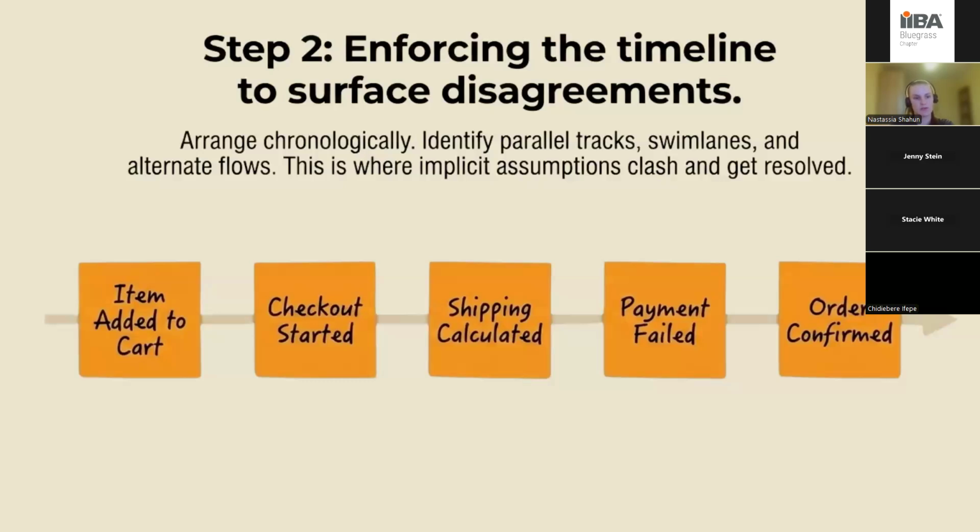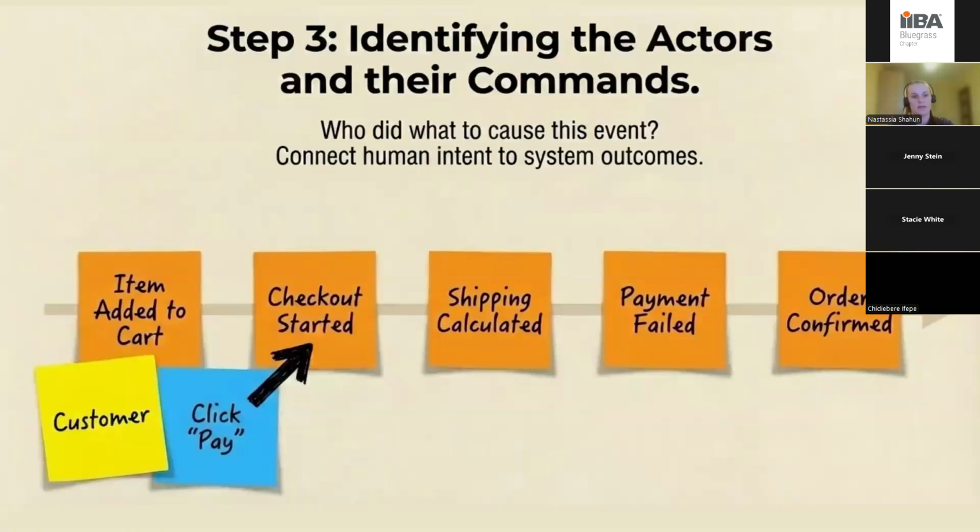Because once the sequence is clearer, we can start adding more context around the events. Now we ask who triggered this event and what action caused it. So this is where we add actors and commands. In the example, we can connect a yellow note like customer. You remember this is our actor, with a blue command node like click pay. That helps explain how we moved from one event to the next.